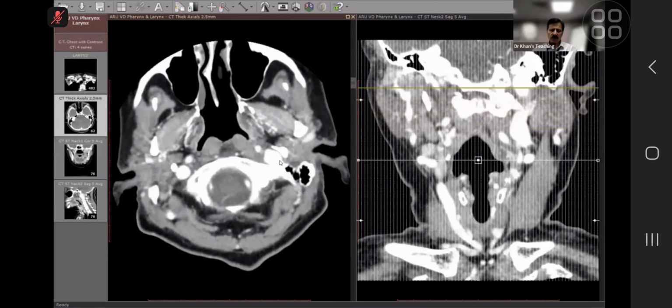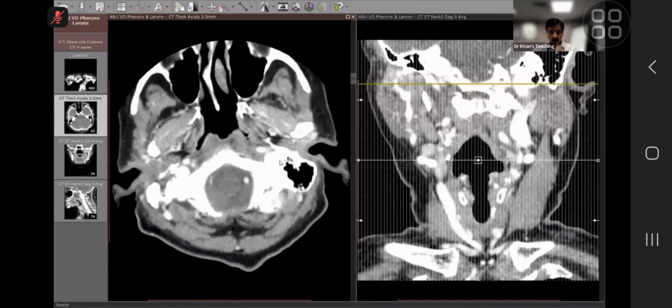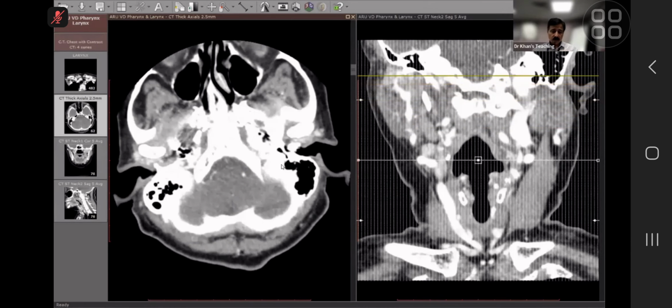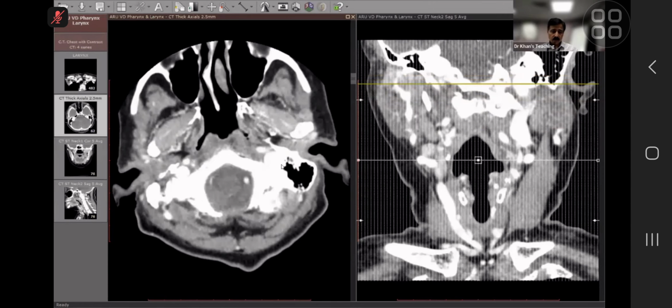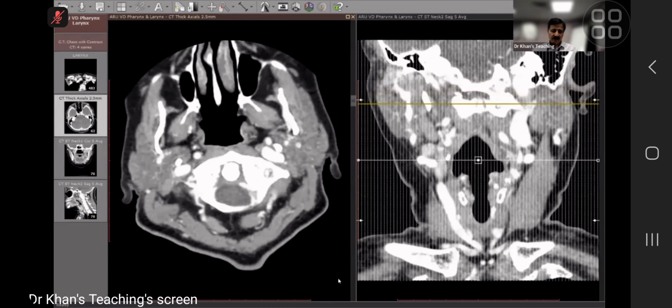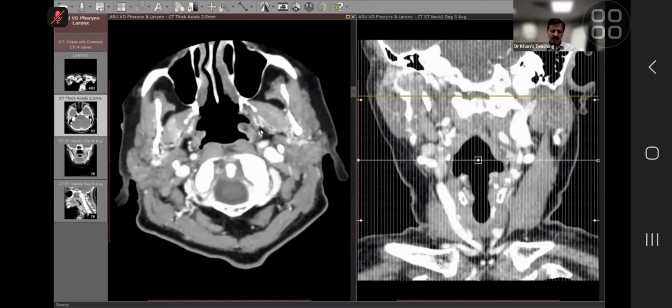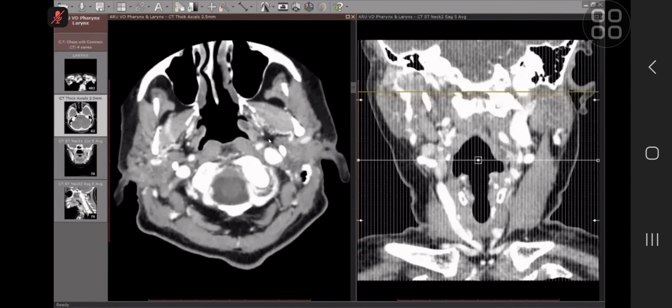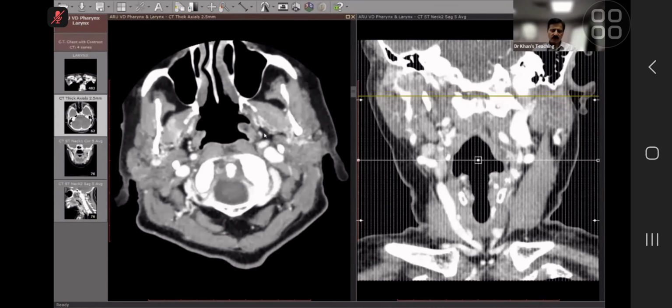Now if you see here, we are looking for fat here, right? Now, as far as fat is concerned, you can see that there is fat here where I am pointing out. You can see my mouse? Yes, Dr. Khan. Okay, so if you see here, this is that fat which we were talking about.